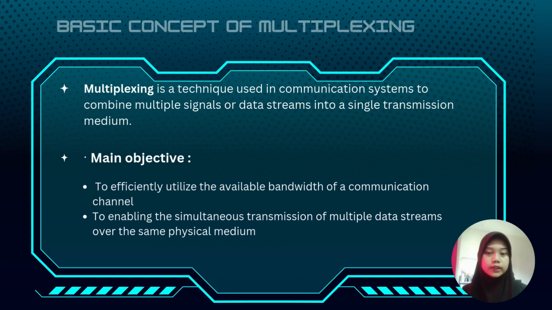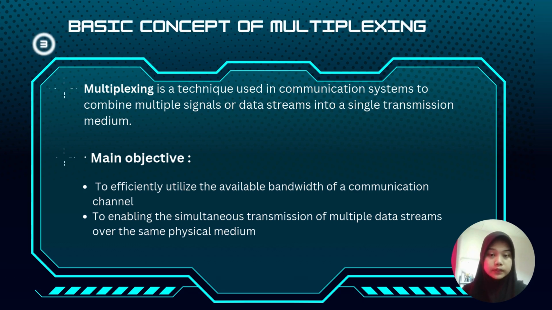What is multiplexing? Multiplexing is a technique used in communication systems to combine multiple signals or data streams into a single transmission medium. There are two main objectives of multiplexing. The first is to efficiently utilize the available bandwidth of a communication channel, and the second is to enable the simultaneous transmission of multiple data streams over the same physical medium.